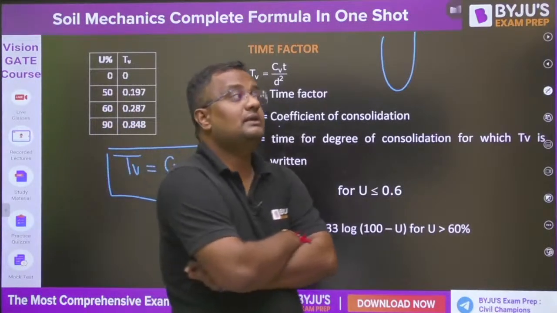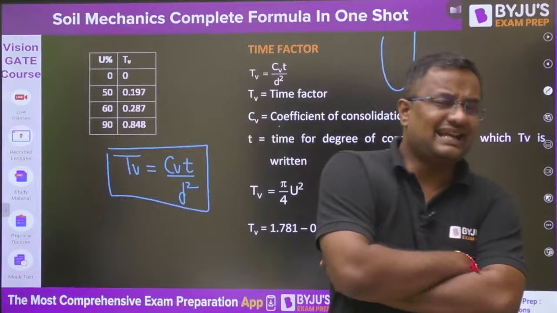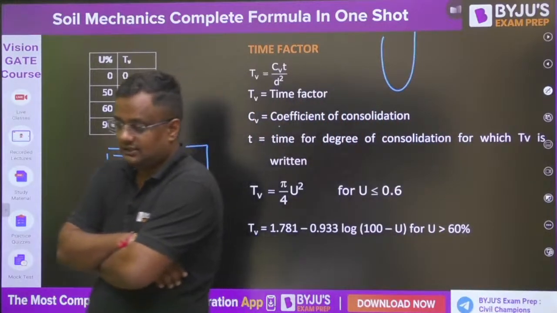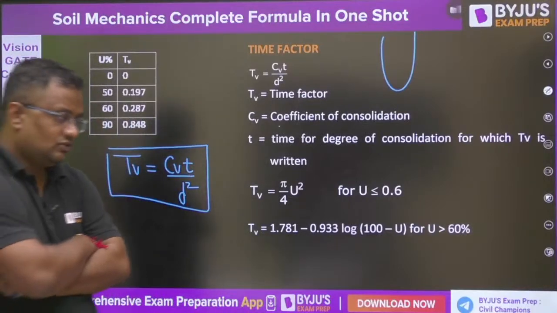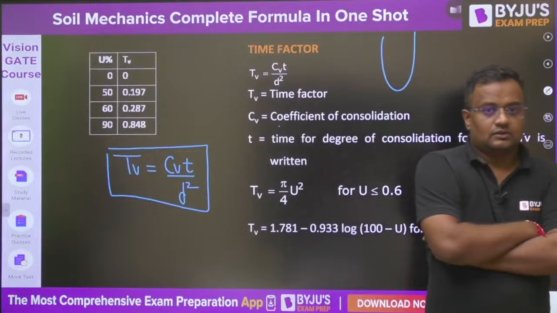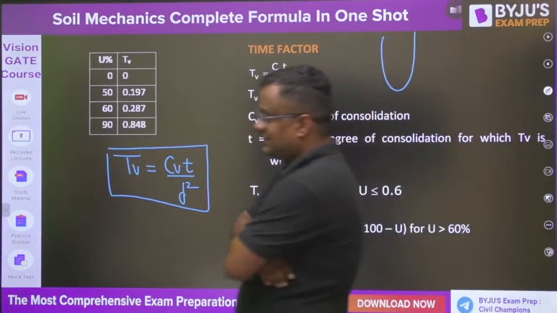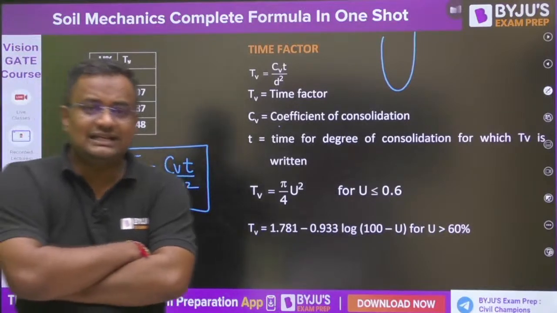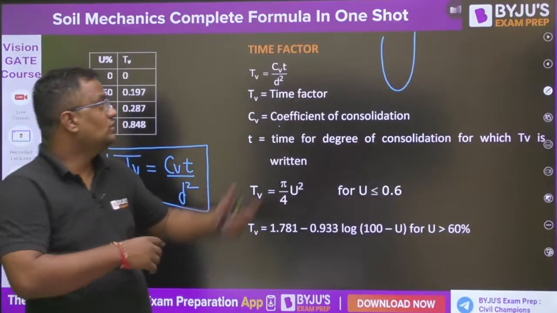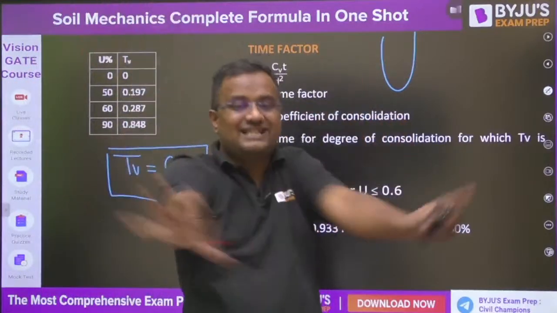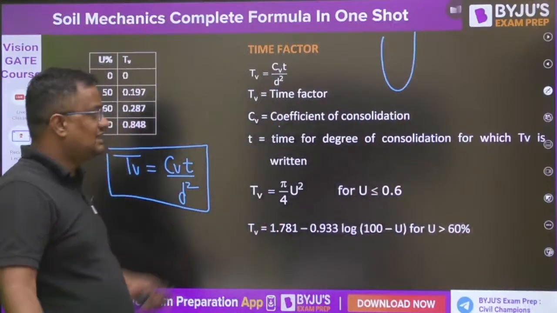If total settlement has to be 10 centimeter and after 7 months, after 2 years, 8 centimeter settlement has been done, so it is 80% consolidation. If total settlement has to be 10 centimeter and at any stage 9 centimeter has been done, it means 90% consolidation has been done. So U represents degree of consolidation, that is how much of total settlement has occurred: 70%, 80%, 90%.